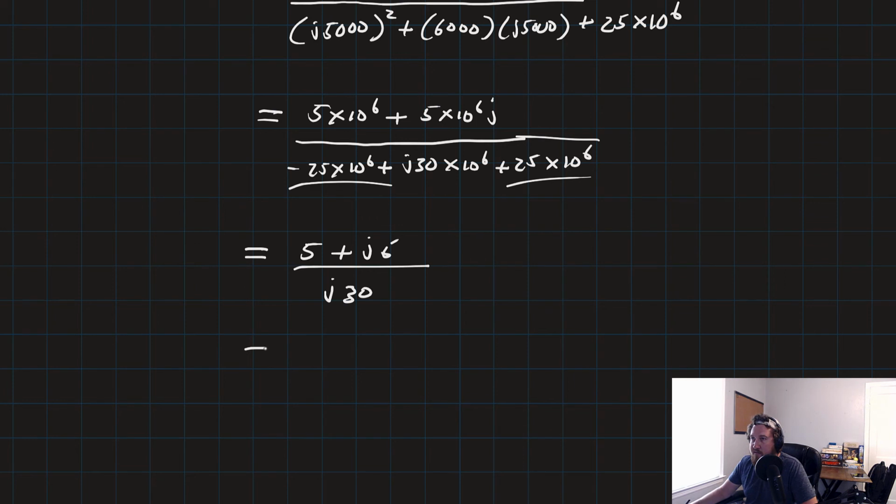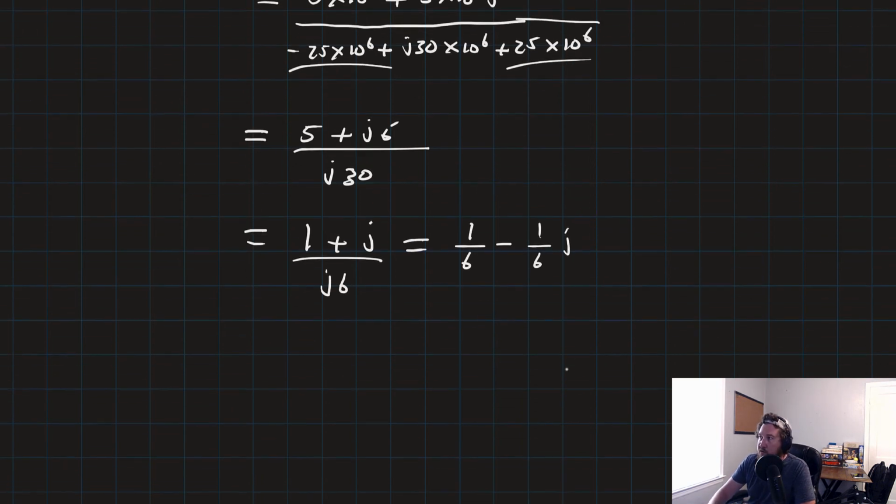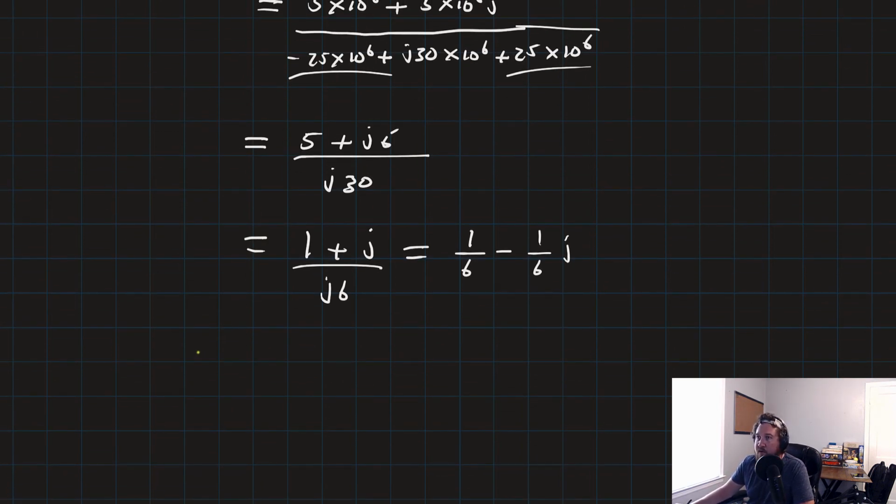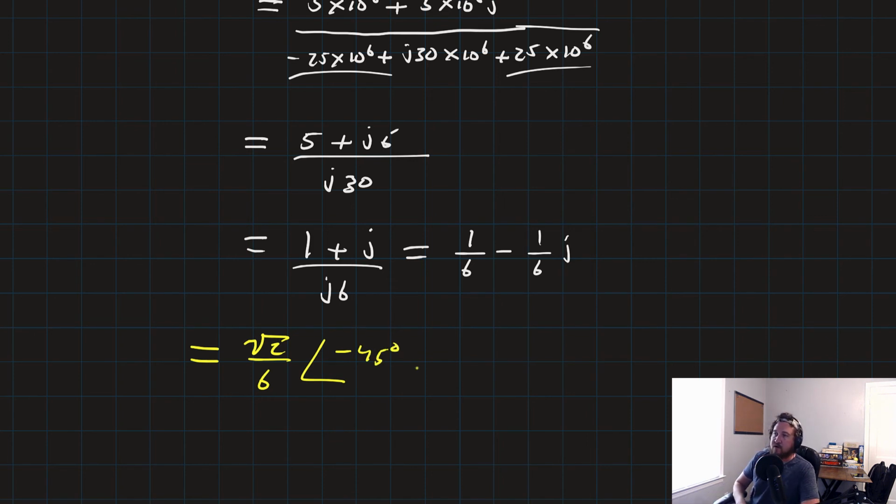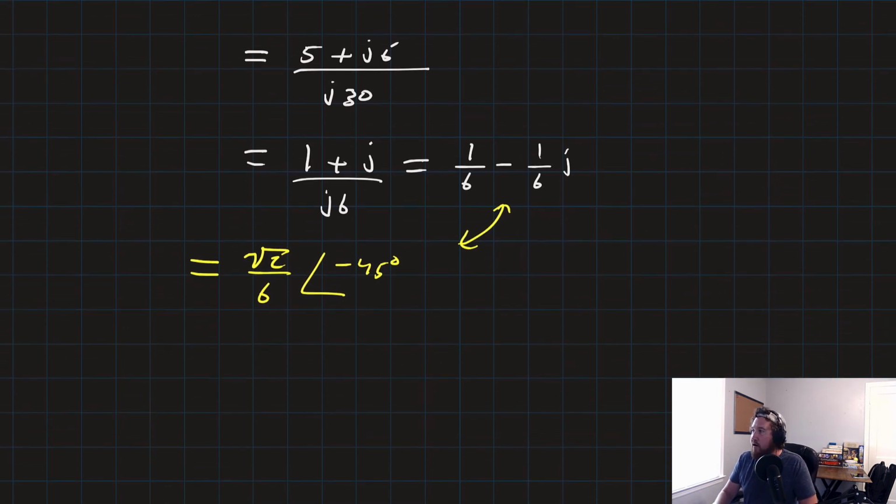which we can simplify to be just 1 plus j over j6, which if we bring the j to the numerator, gives us 1 over 6 minus 1/6 j, which we need to convert into a phasor so that we can get our two components. So we'll say here that it's equal to the square root of 2 over 6 at an angle of minus 45 degrees. Hopefully you guys are pretty comfortable converting rectangular form into polar form phasors. We did it a bunch in the first chapter of this course. So if you're still sketchy on that, go ahead and review that.